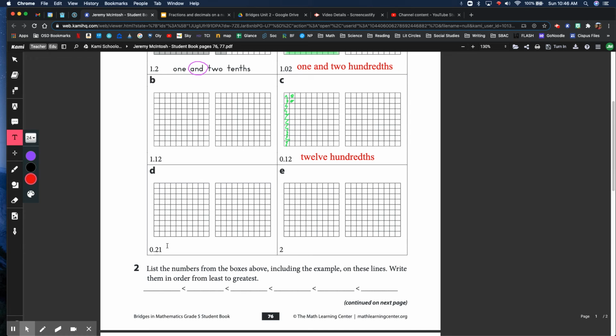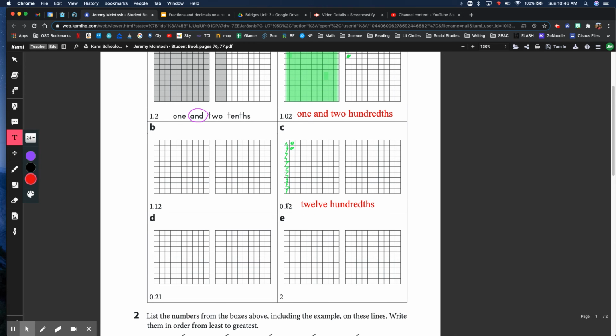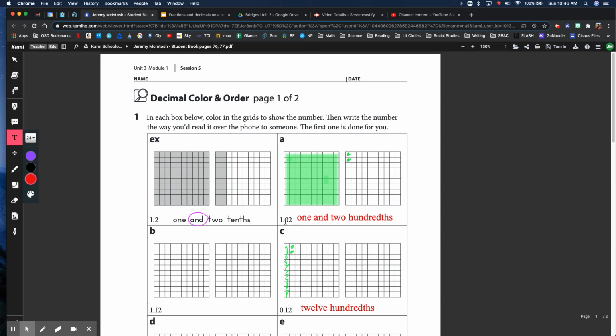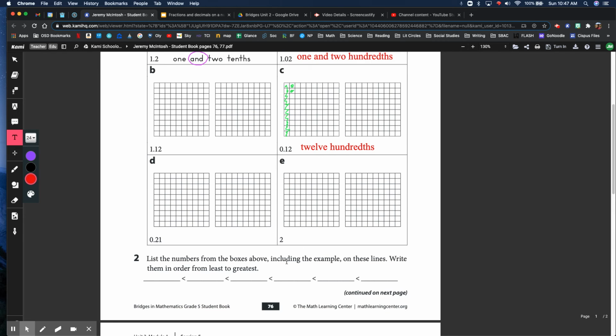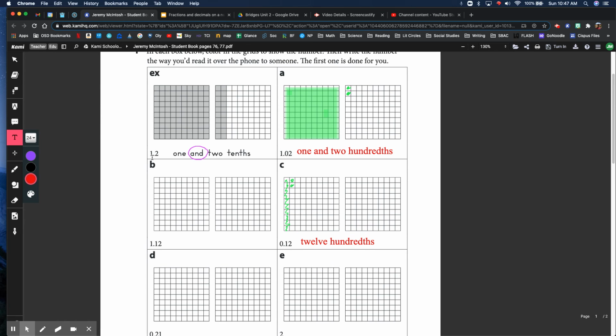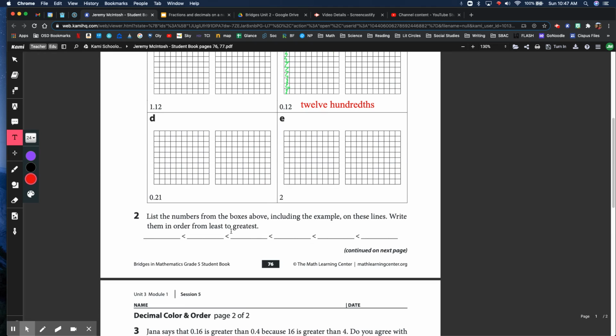Think about it like money. $2. D, that's 21 hundredths or 21 cents. C is 12 cents or 12 hundredths. B is 1 and 12 hundredths or $1.12. A is $1.02 or 1 and 2 hundredths. And the example, I don't think we have to do, but maybe 1 and 2 tenths. Oh yeah, including the example, sorry. So 1 and 2 tenths or $1.20. So think of it like money, and that'll help you fill in number 2, okay?